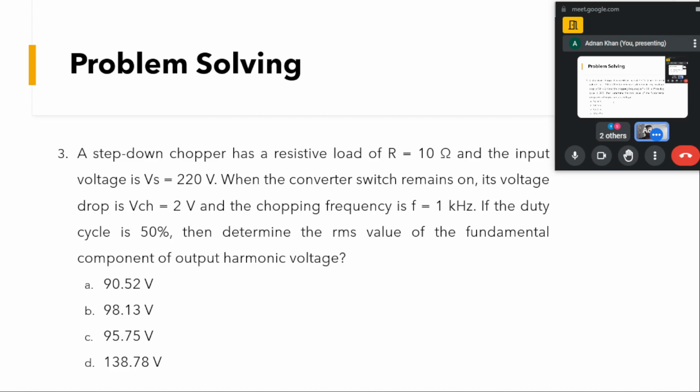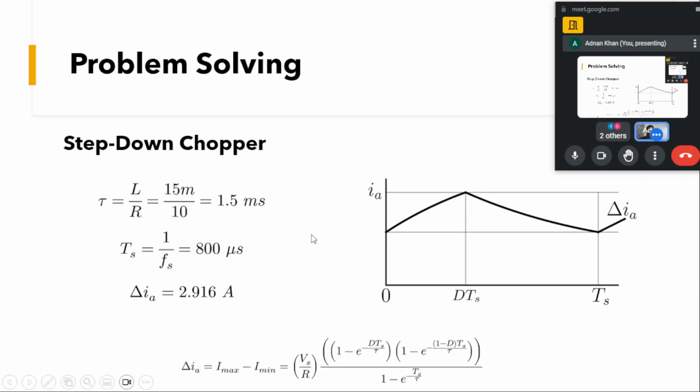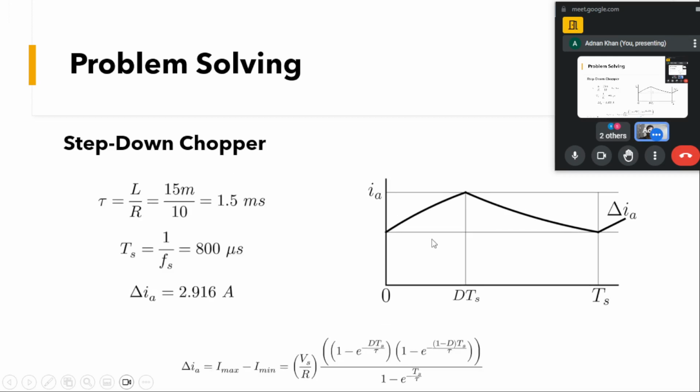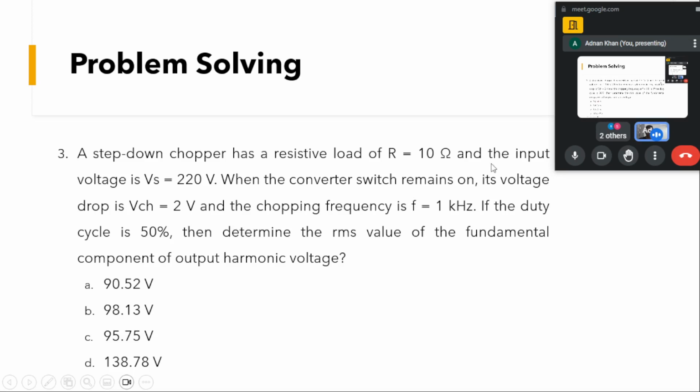So what we got to know in the previous question, due to this L, the rise in the current was slow. If we are having tau very large, this will be linear. But when we have only the R load here, we see what will happen, and the input voltage is the same, 220 volts.